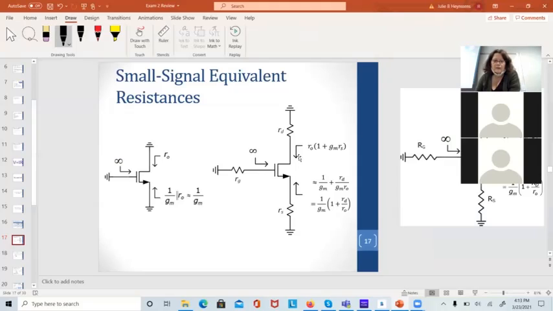So understand this. Looking into the gate, I always see infinity. Looking into the drain of the transistor, I see its output resistance times 1 plus the gm of that transistor times whatever resistance is hanging on the source, and that's probably another transistor. Looking into the source, I see this, or I usually just use that form of the equation, 1 over gm.